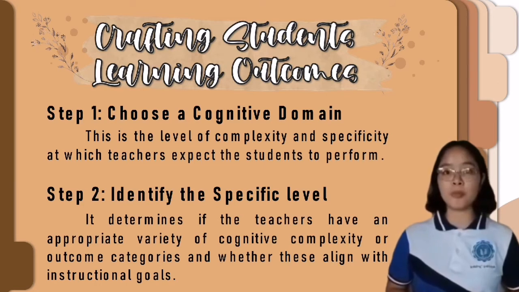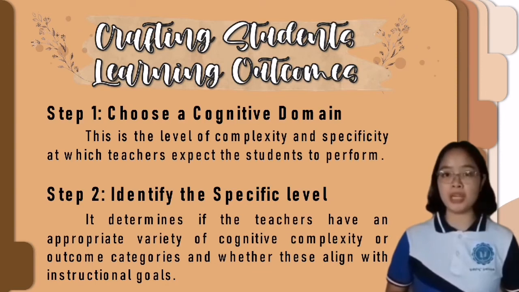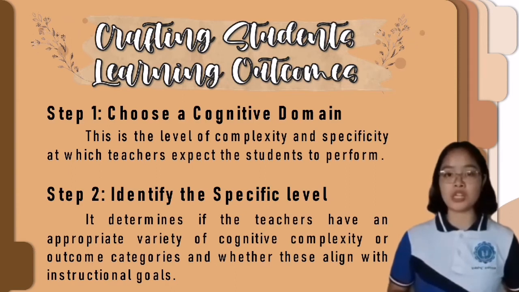This is the level of complexity and specificity at which teacher expect the student to perform. We, as teacher, need to think about what students should be able to know or do upon successful completion of the course or subject. The teacher should also focus on learning outcomes that precisely indicate what main skills, abilities, and knowledge will be acquired by student at the completion of the unit of learning.